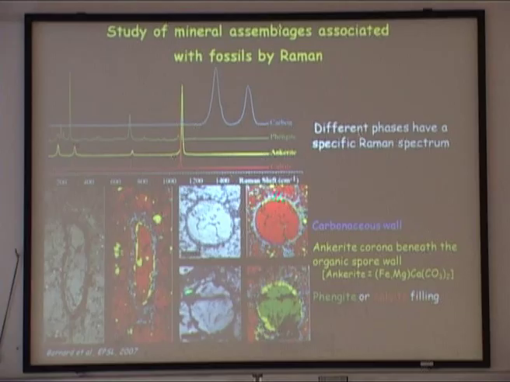Okay, you can do mineralogy with Raman spectroscopy, and this is nice. So you see that those fossils, for example, are composed of an organic carbon wall, and there are also many different phases. There are calcite fillings, and there is also another type of carbonate, which is ankerite. This is an iron, magnesium, and calcium carbonate, which always shows up beneath the organic wall of these fossils. So you see that it forms some kind of corona here beneath the organic wall.